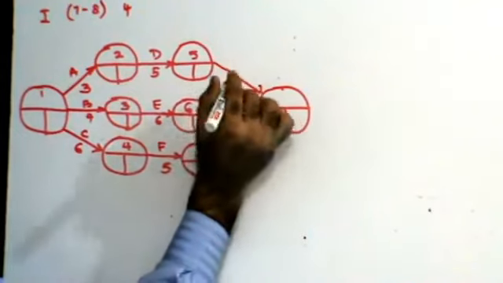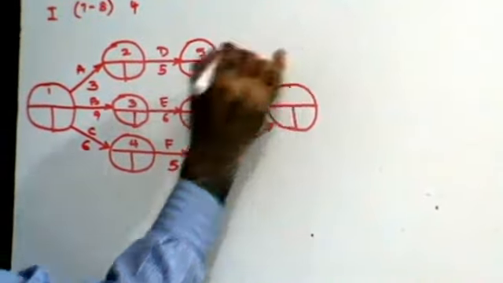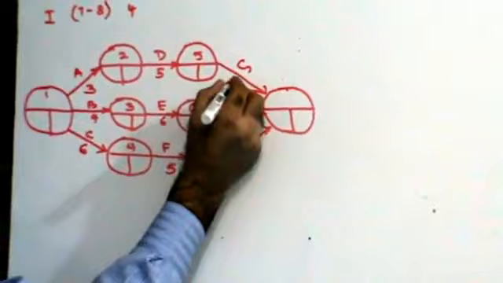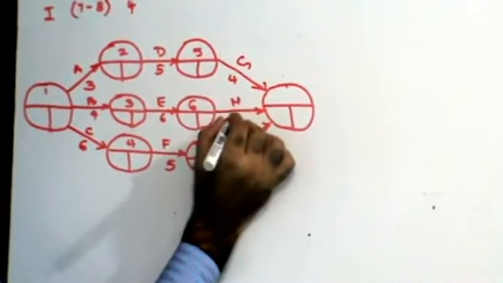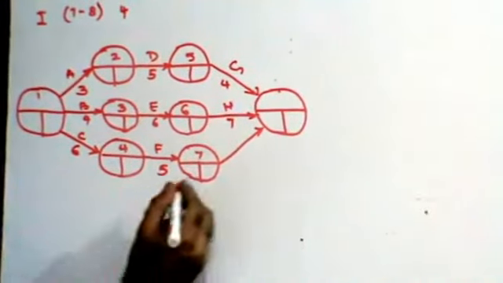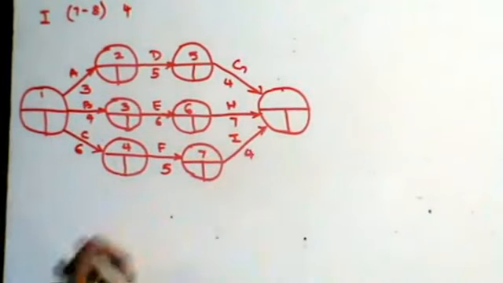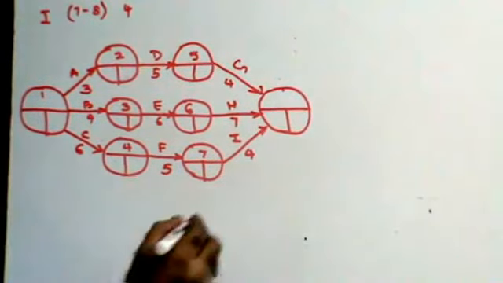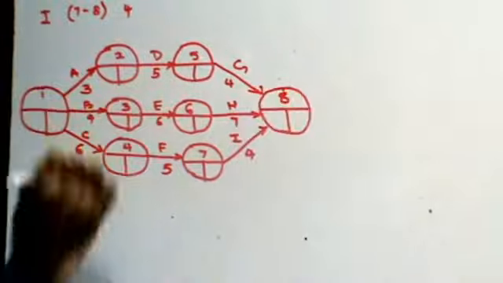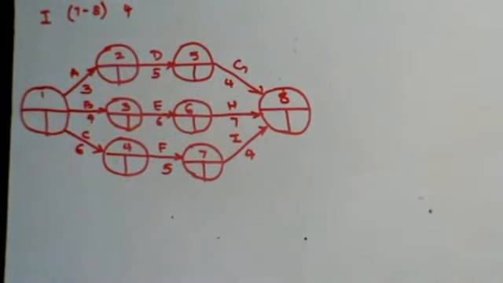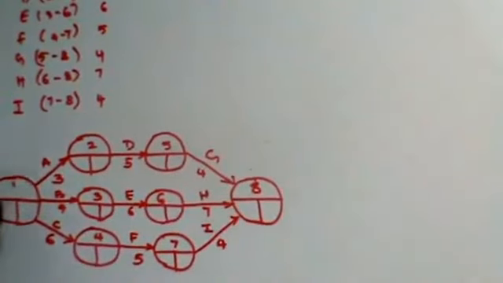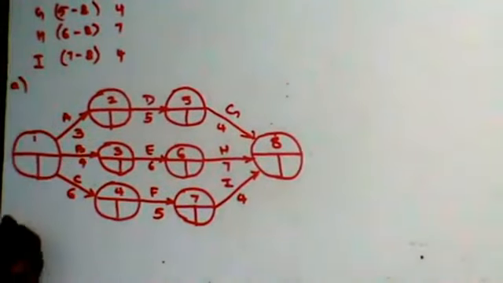This is G, which is 4 days. This is H, which is 7 days. And I is 4 days. Right? And this is my activity 8. So that is going to be my network diagram. Right? Now first, let's find out the critical path. First thing that you have to do is draw a network diagram.